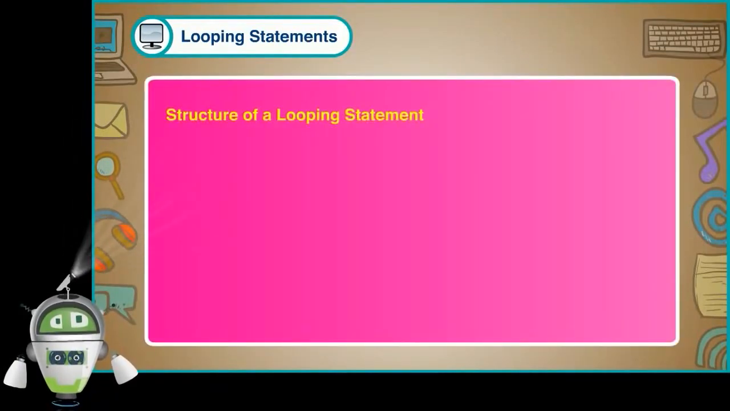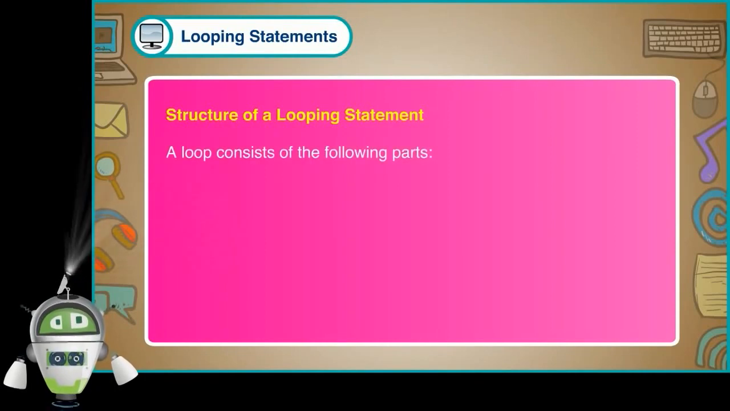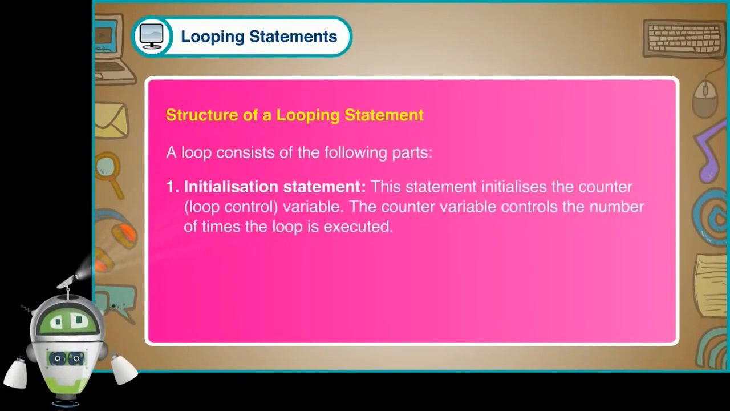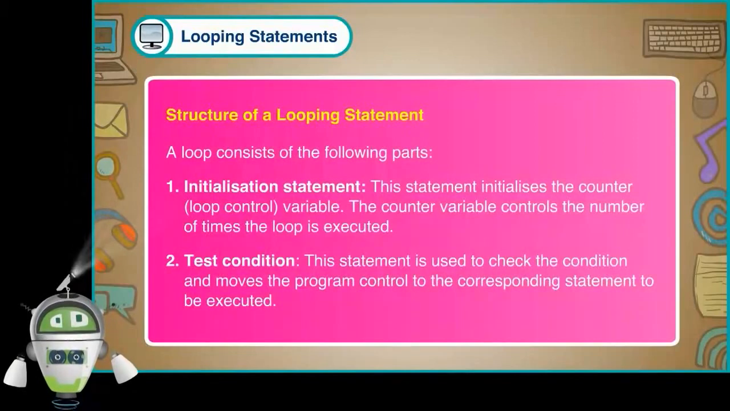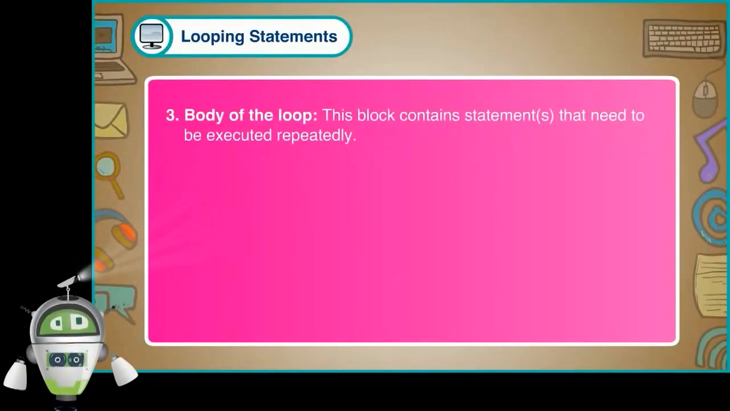Structure of a looping statement. A loop consists of the following parts. Initialization statement. This statement initializes the counter, which is the loop control variable. The counter variable controls the number of times the loop is executed. Test condition. This statement is used to check the condition and moves the program control to the corresponding statement to be executed. Body of the loop. This block contains statements that need to be executed repeatedly.